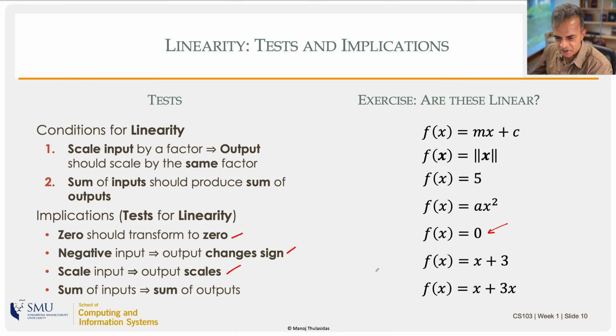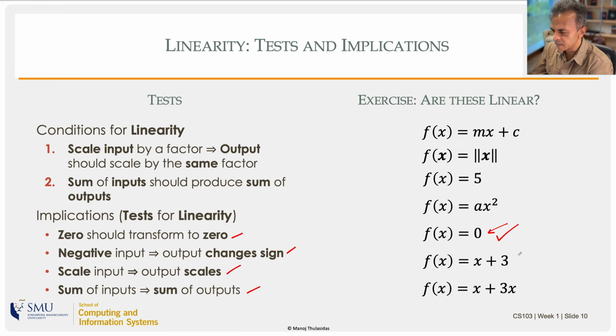And sum of 2 inputs. I take f of 1, 0. f of 2, that also is 0. f of 1 plus f of 2, that is 0. f of 1 plus 2, which is 3, that also is 0. So this one also is satisfied. So this is actually okay.